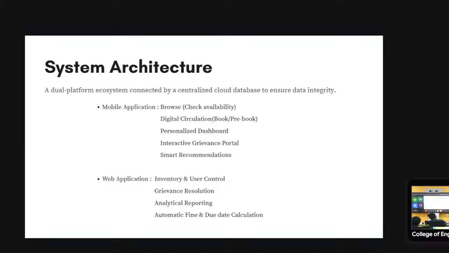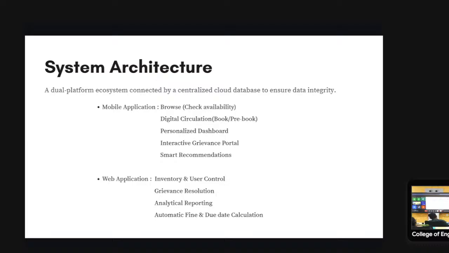Now, talking about the architecture, what we are proposing is a dual platform ecosystem, which is connected by a centralized cloud. The mobile application provides browsing and digital circulation. They can also pre-book the books which are not available right now. The mobile application also provides a personalized dashboard where students can get notifications regarding fines or due dates and everything. There is also a grievance portal where students can submit any complaints, and a smart recommendation system based on their browsing history.